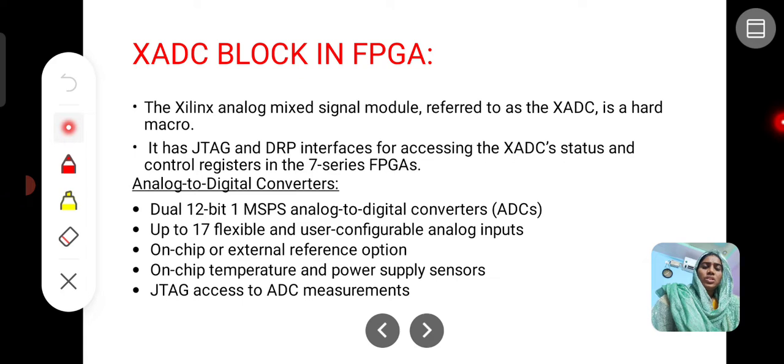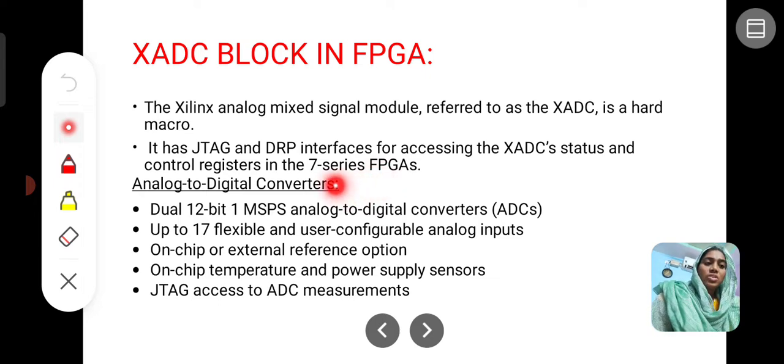In this video lecture, I am going to explain about the XADC block in FPGA. So what does XADC mean? It is the Xilinx analog to digital converter block in FPGA. This Xilinx analog mixed signal module, referred to as XADC, is a hard macro. It has JTAG and DRP interfaces for accessing the XADC's status and control registers in 7 series FPGAs.